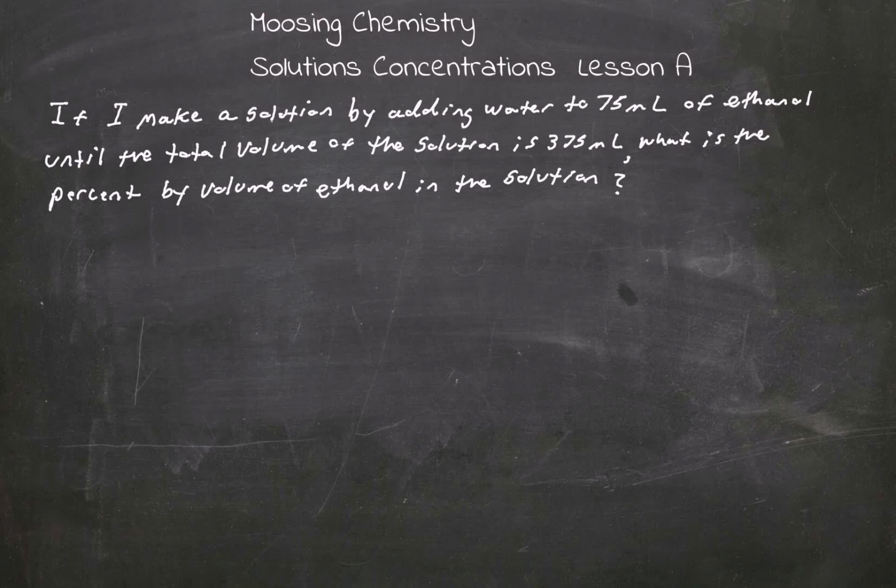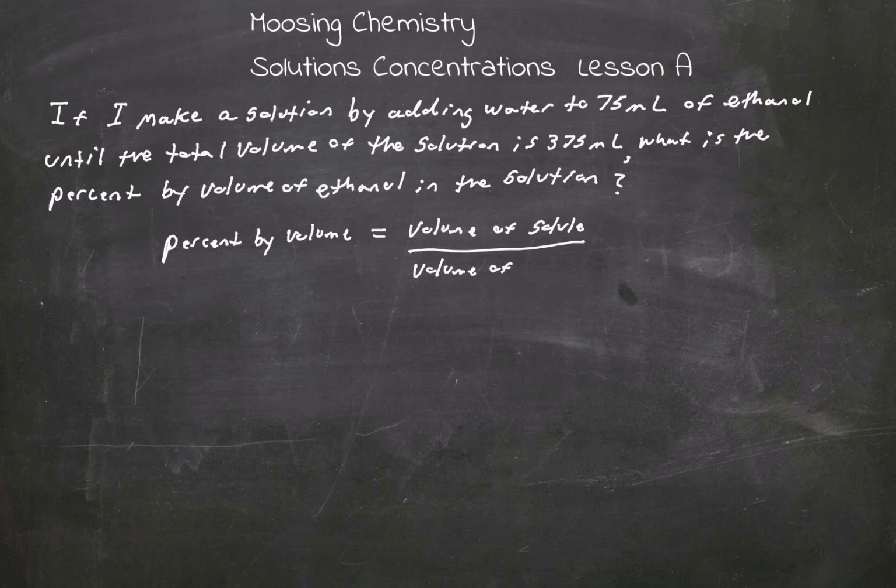Okay, well first thing, I have to write down the percent by volume formula. So percent by volume equals volume of solute over volume of solution times 100.